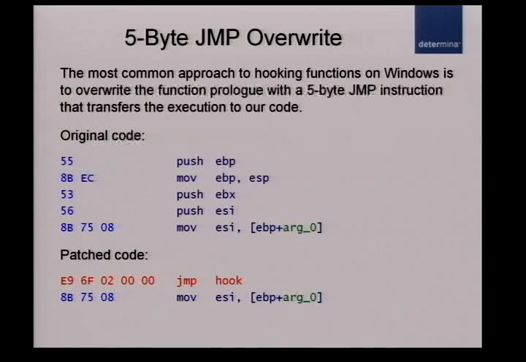If we want to add code to an application, we need to use a different technique, and the one most often used is the 5-byte jump override. This is very common for hooking API functions.